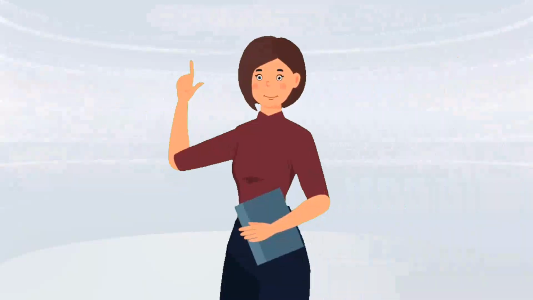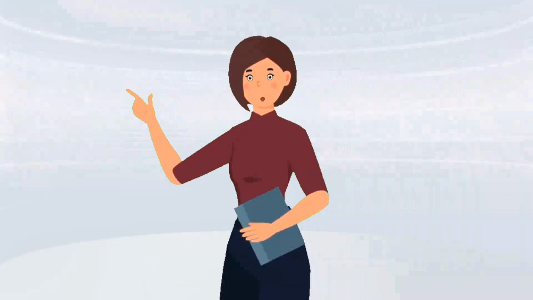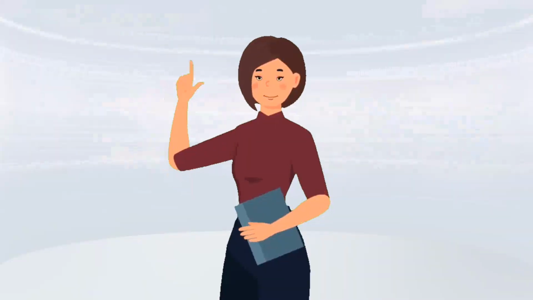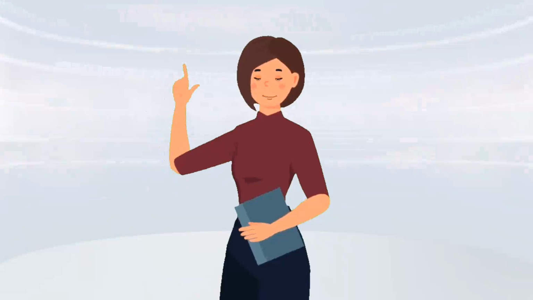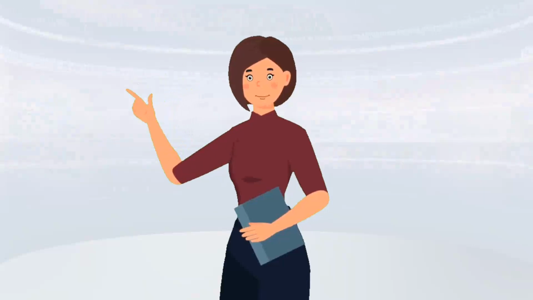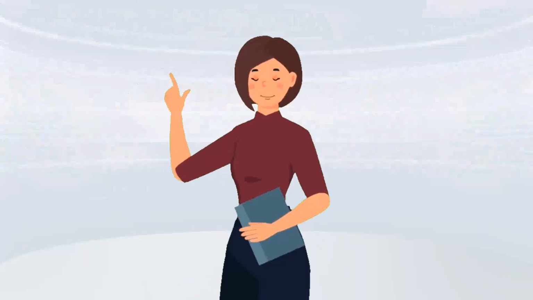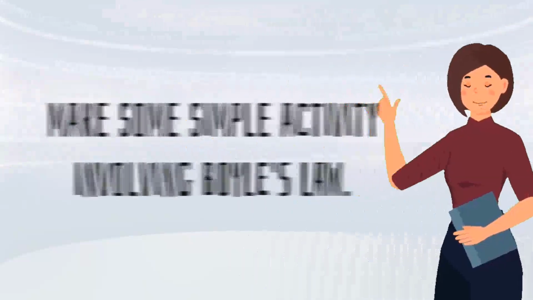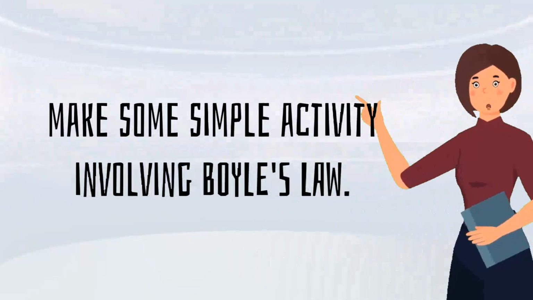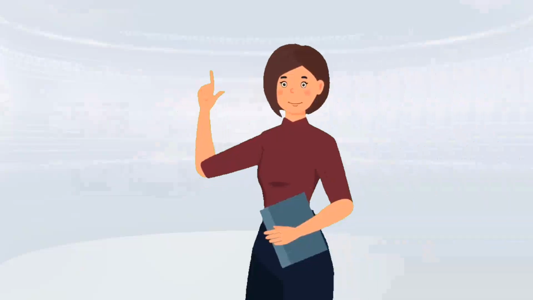The activity you have performed enables you to observe Boyle's law, which can be used to describe the relationship between the volume and pressure of gases at constant temperature. Now, where else do you see applications of the relationship between pressure and volume of gases? That is your assignment. Try to discover and make some simple activity involving Boyle's law.